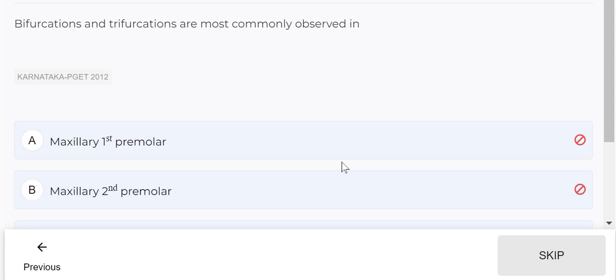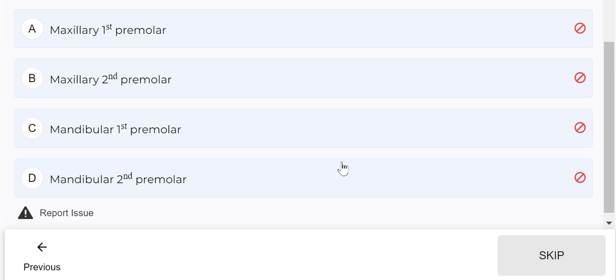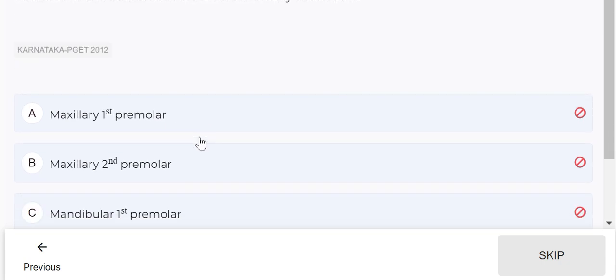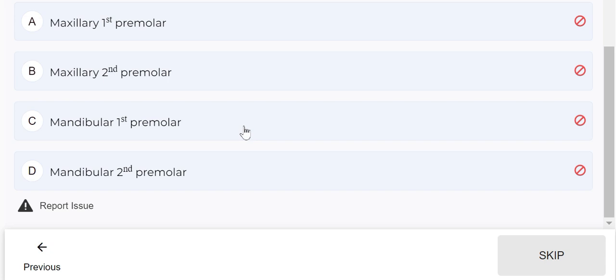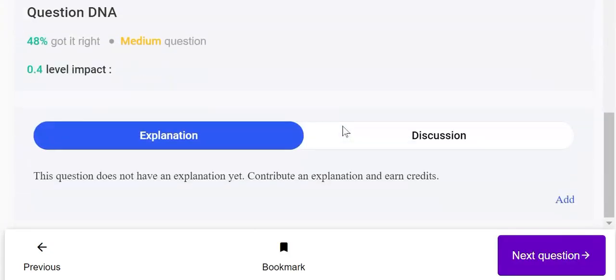Bifurcations and trifurcations are most commonly observed in maxillary first premolar, maxillary second premolar. The correct answer is mandibular first premolar. Bifurcations and trifurcations. That's why it is also called the enigma of the endodontist.